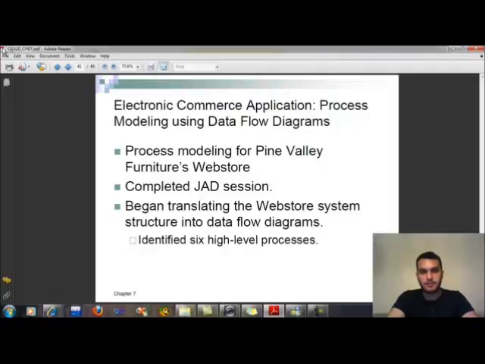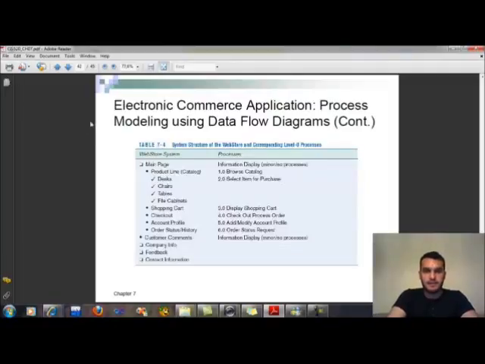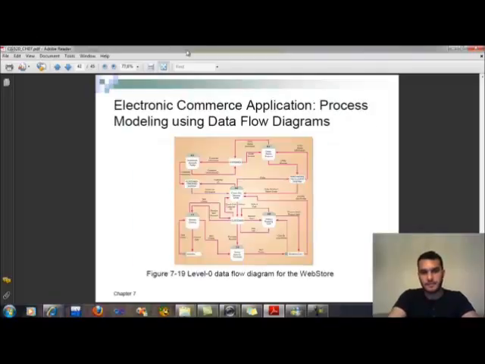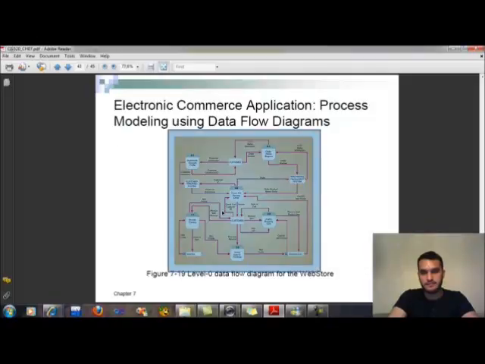and process modeling for Pine Valley Furniture's web store. They completed the job station, and began translating the web store system structure into data flow diagrams, and identified 6 high-level processes. And in this table, the electronic system structure of the web store and the corresponding level 0 processes. And the level 0 data flow diagram for the web store is here.